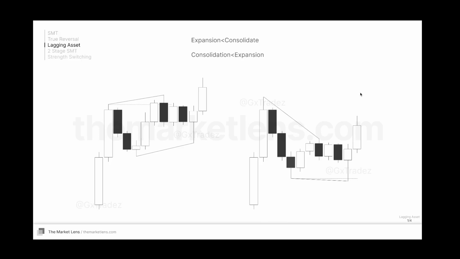But this is not the ideal scenario, okay? This is the ideal scenario for this asset to catch up. It's actually where this asset will momentarily switch as the stronger asset to catch up to this asset, okay? And this is a form of strength switching, and that's what two-stage SMT is. It's a form of strength switching. So, like I said, for markets to actually reverse after an SMT, they need to switch strength, right? That's how they become correlated, right?